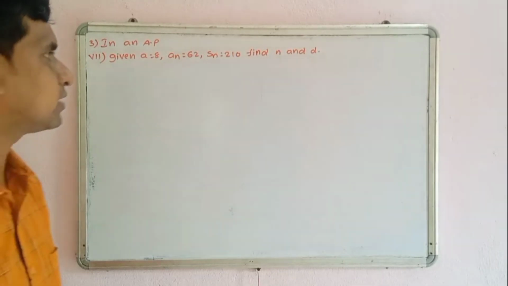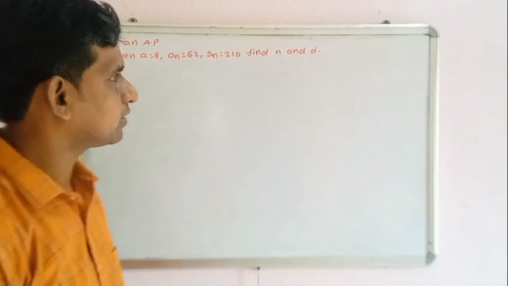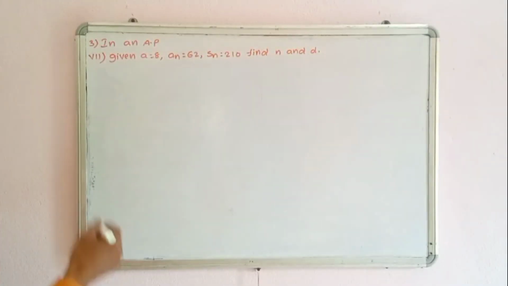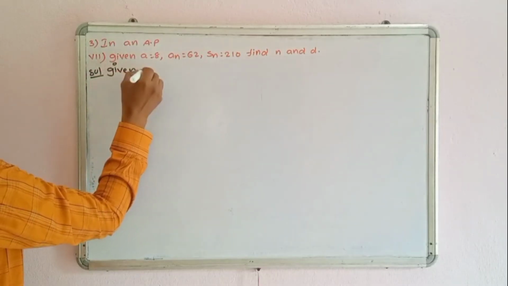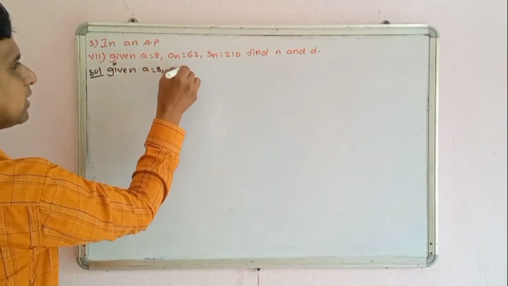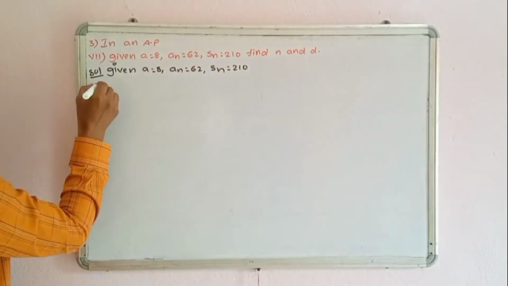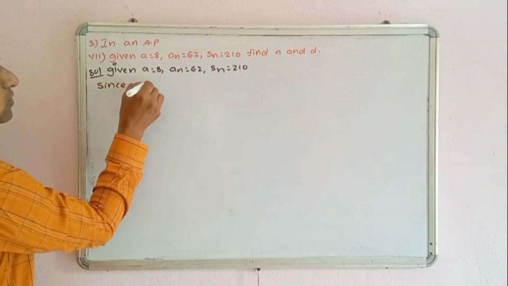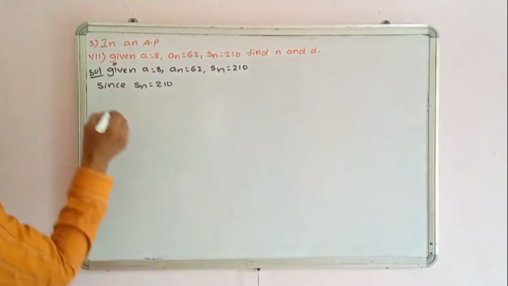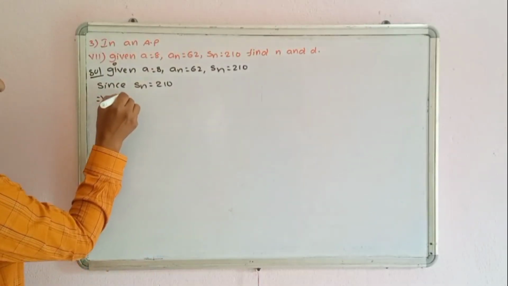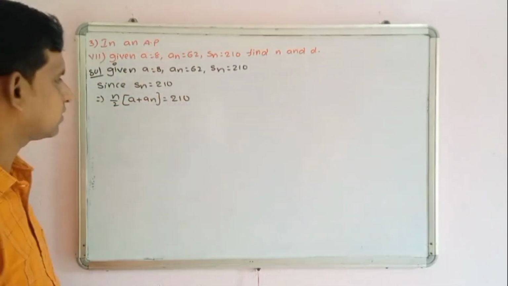Problem 7. Given a equals to 8 and a_n equals to 62, Sn equals to 210. Find n and d. See the solution. Given a equals to 8, a_n equals to 62, and Sn equals to 210. Since Sn equals to how much? 210. What is the Sn formula? n by 2 into a plus a_n equals to 210.